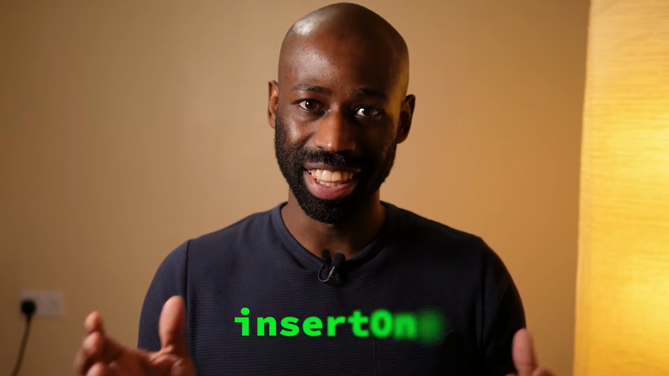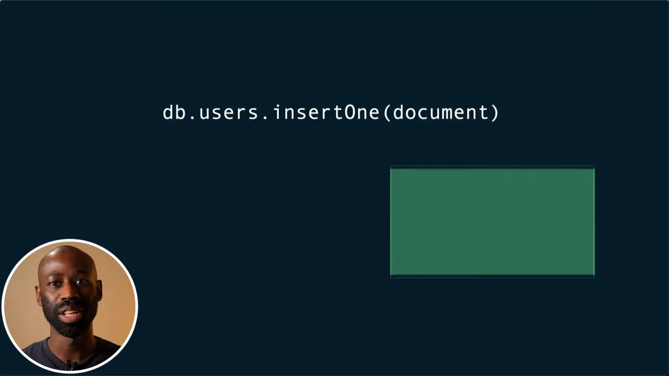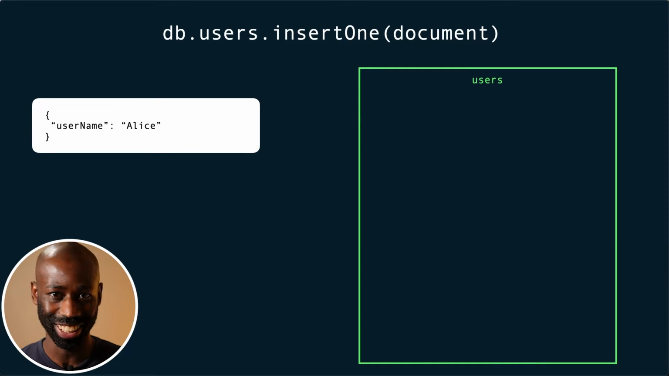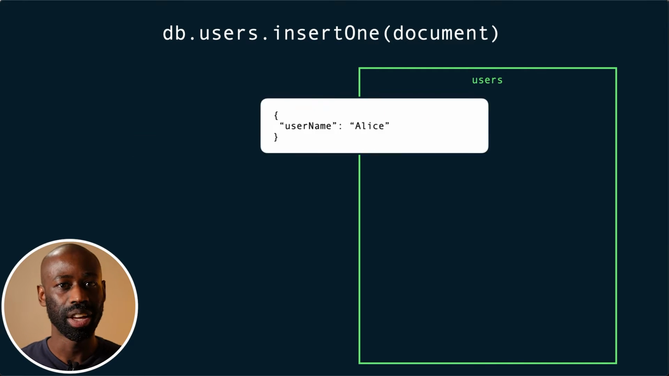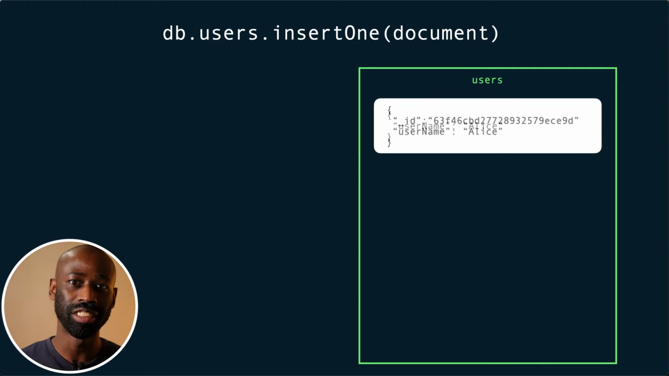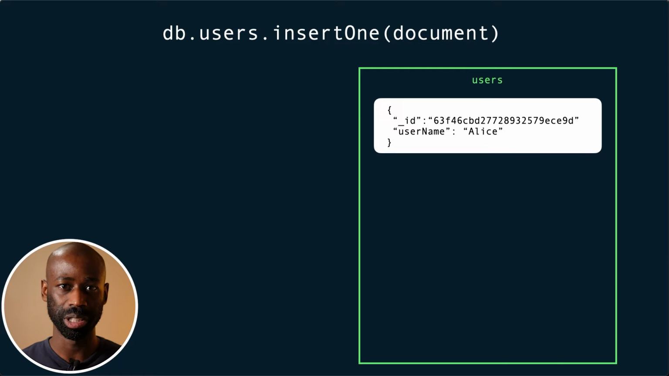Let's start with the insertOne command, and let's say that we want to add the user Alice to the users collection. We simply pass a document with the username property as the parameter to the insertOne function, and when we run the command, the new document will be added to the collection. MongoDB will take care of adding a unique identifier to the newly created document.